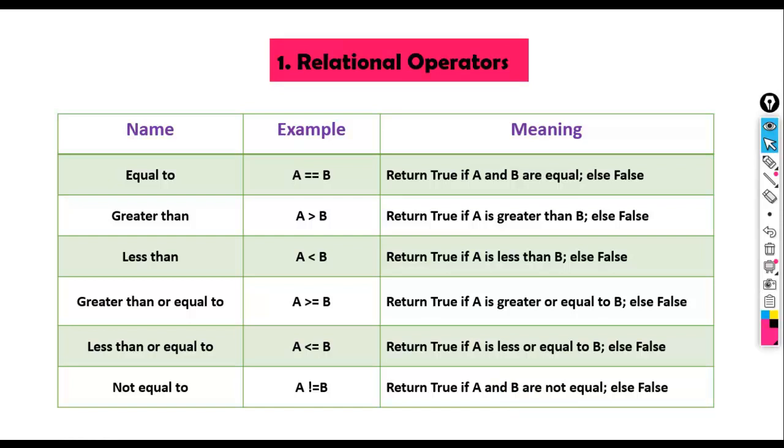So please remember, the operands in relational operations are values that can be compared. The values can be integer, float, boolean, and string. The result of a relational operation is a boolean value, true or false.